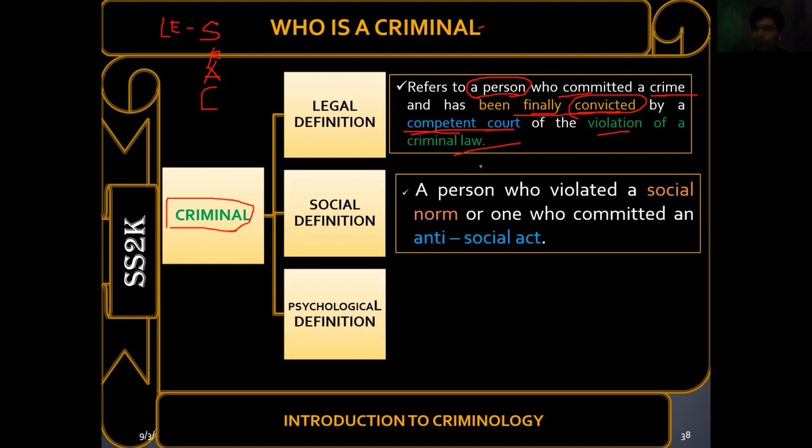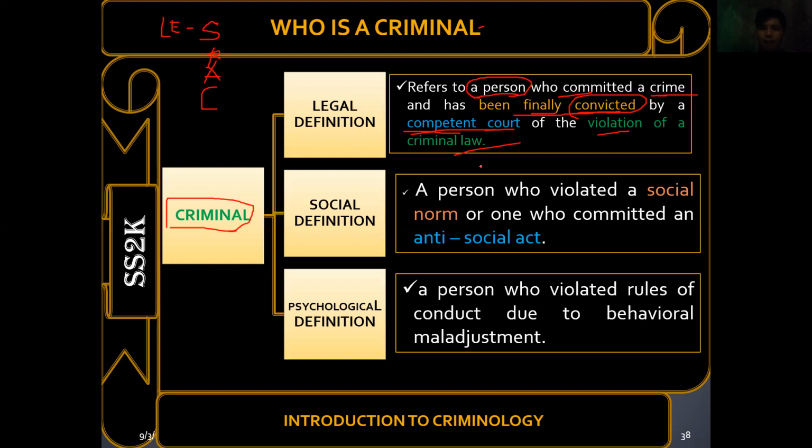So, legally defined, the person can be considered as a criminal if he or she has committed a crime and he was finally convicted by a competent court. But socially, if a certain person has violated a social norm or norms and standards of the society or committed an antisocial act or act which is detrimental to the society, then that person is called by the society as a criminal. Okay? Even if that person is not yet convicted.